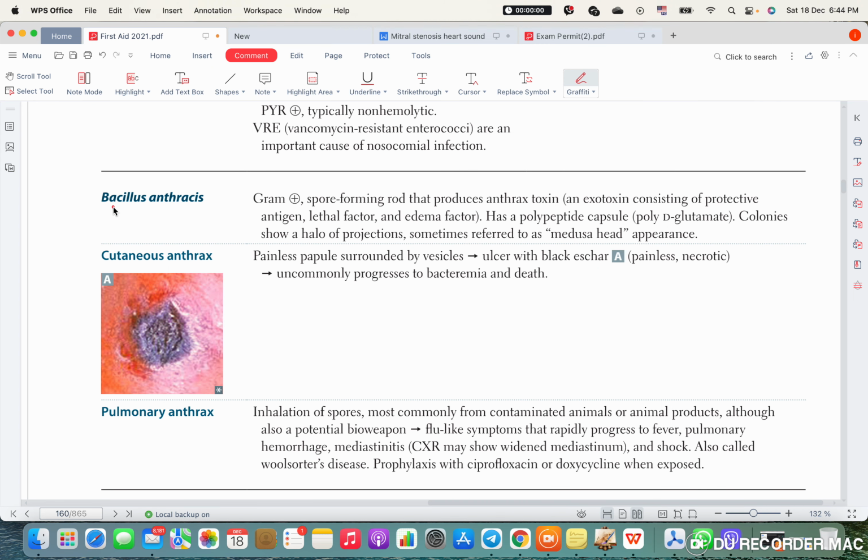Okay, good. So the next thing is regarding the cutaneous versus the pulmonary anthrax. Guys, which one of the two do you think is more fatal and can kill the patient? The pulmonary, absolutely correct. Which one is more common?